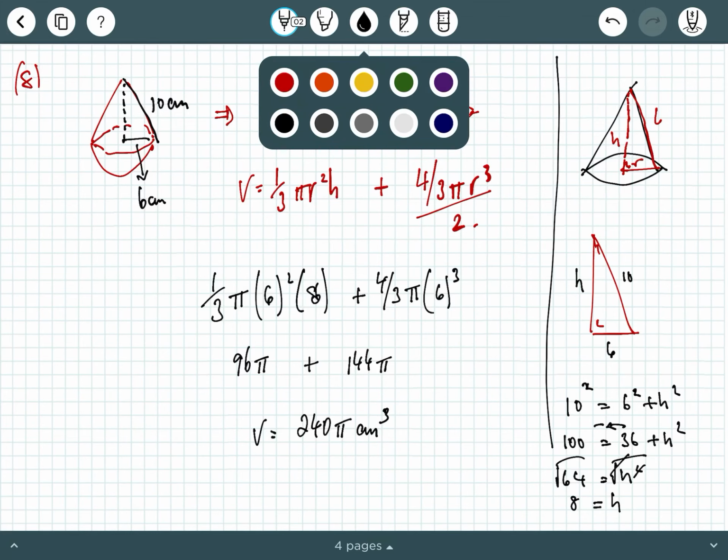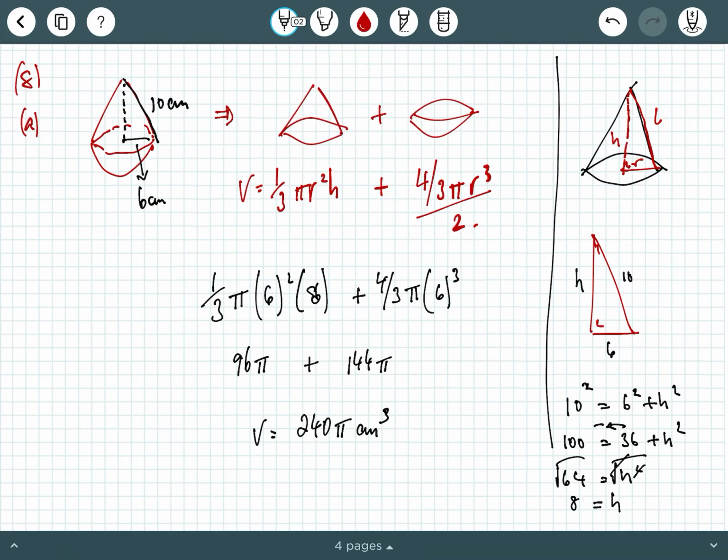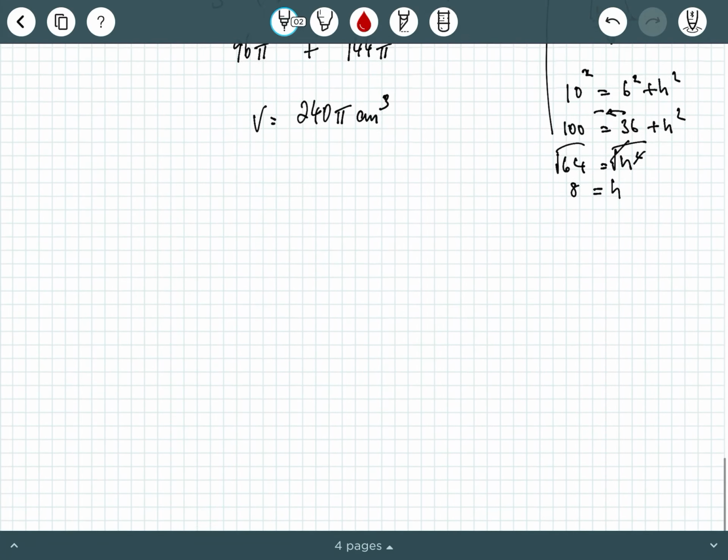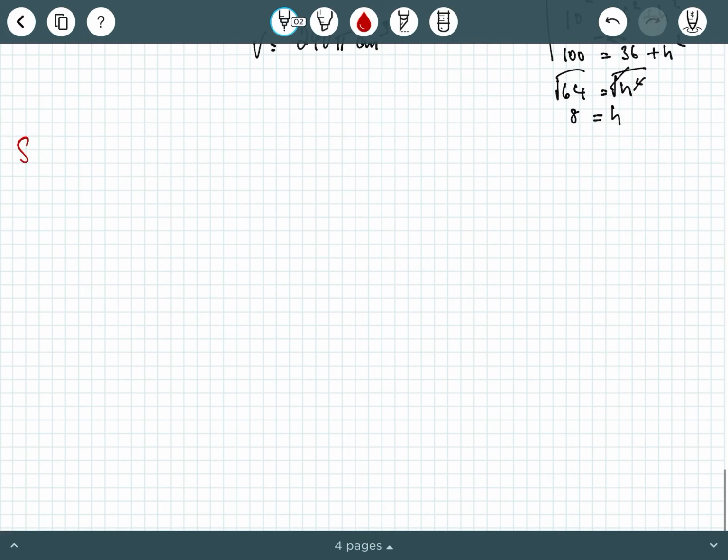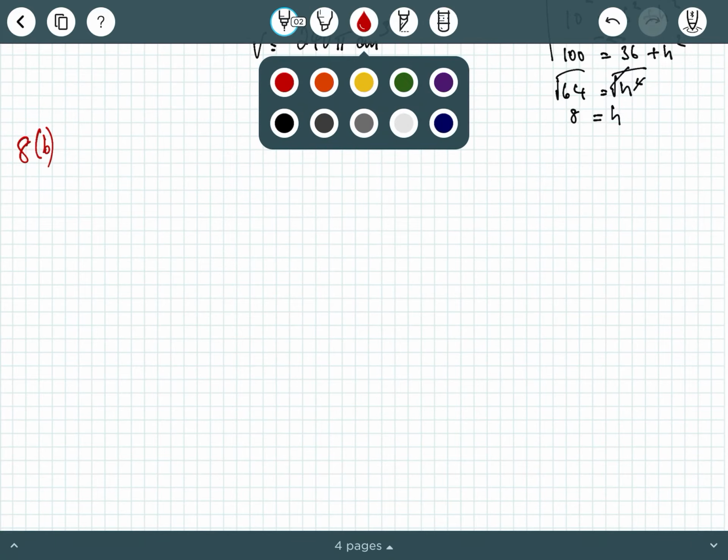So that was the first part of 8. That was 8a. Again, I hope I'm explaining this to you, Keen, and you're understanding it. So 8b then, I want the surface area of the spinning top. Now here's where you have to be careful, man.